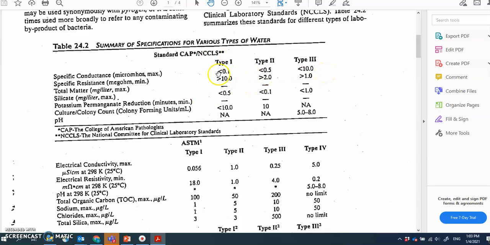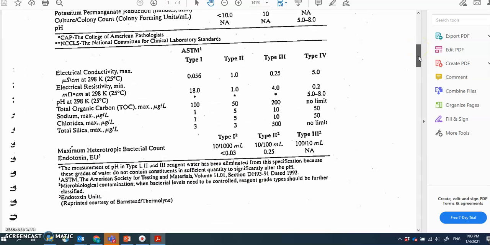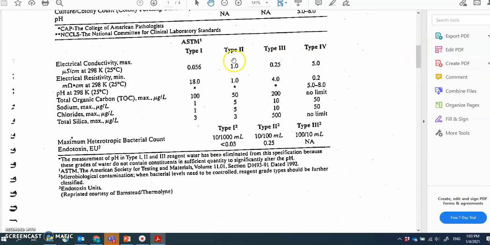Normally type 1 is the purest water quality. According to who? According to the College of American Pathologists. So there's an organization defining what types of water are out there based on their purity. Normally it's type 1 water that's recommended for use in molecular biology experiments, of course. And ASTM stands for the American Society for Testing and Materials. That's another organization. According to their standard, there are again different types, type 1 through 4, with type 1 being the purest.